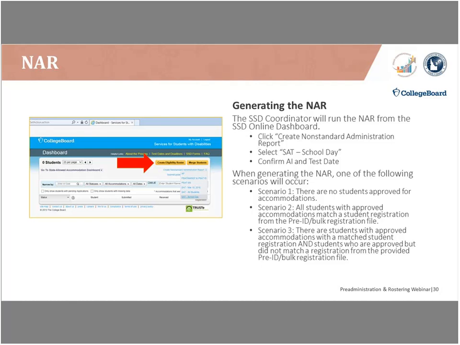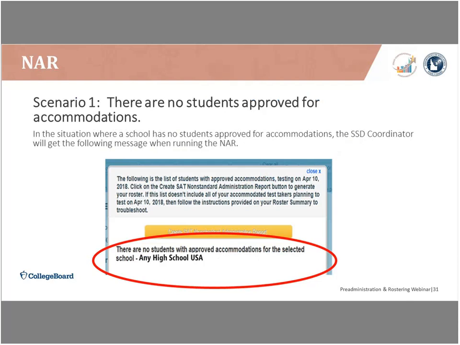All students with approved accommodations match a student registration from that pre-ID or bulk registration file, and that means that entire NAR roster will be generated pretty quickly. Scenario 3, there are students who are approved with accommodations with a matched student registration, and those students are approved, but they didn't necessarily match completely what was provided in that pre-ID or bulk registration file. So I'm going to walk through 3 particular looks with this.